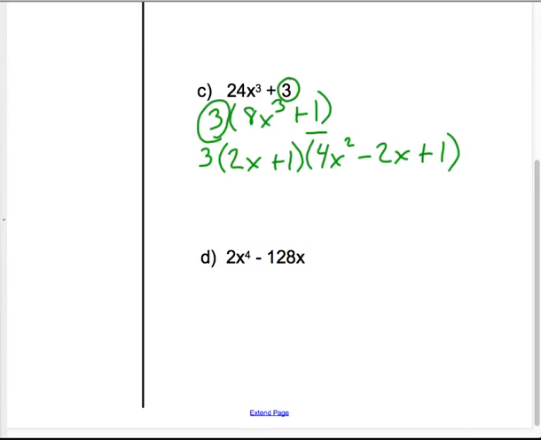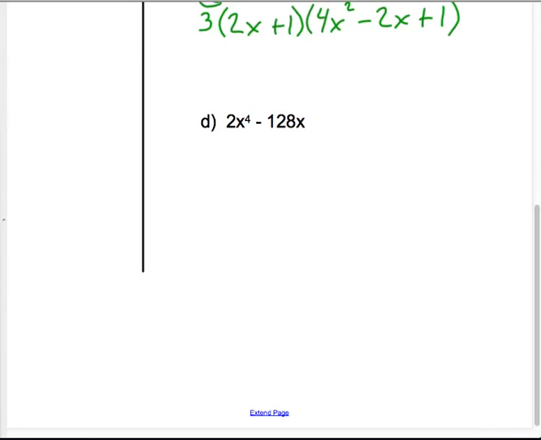Last example. Same problem. 2 is not a perfect cube, neither is x to the 4th, so we're going to look for a common factor, which is 2x. Leaving me with x cubed. 128 divided by 2 is 64, which is a perfect cube. So again, bring down that common factor, don't lose that.